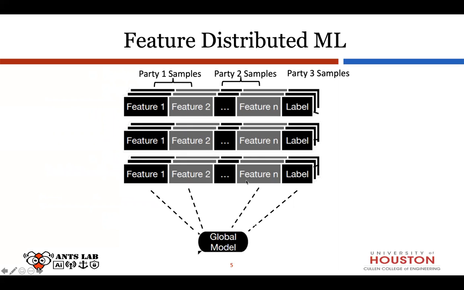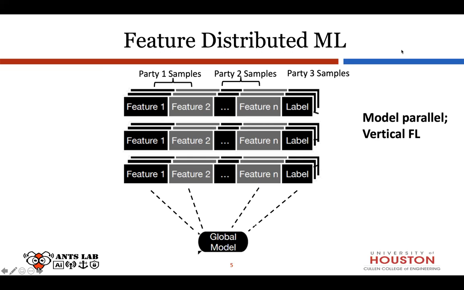And as shown in this figure, for example, participant one will maintain the features of feature one and feature two for all the data samples. And party two will maintain feature three and feature four for all the data samples. So we call this architecture vertical federated learning or model parallel, because each subset of features corresponds to a subset of the model. So we also call it model parallel. And for this architecture, the authors call it feature distributed machine learning.